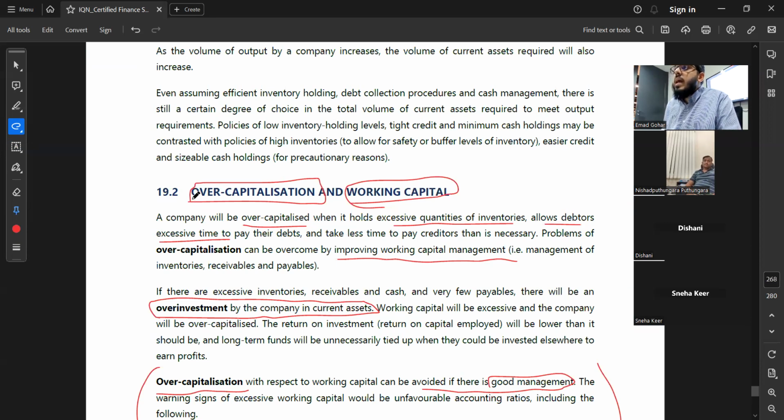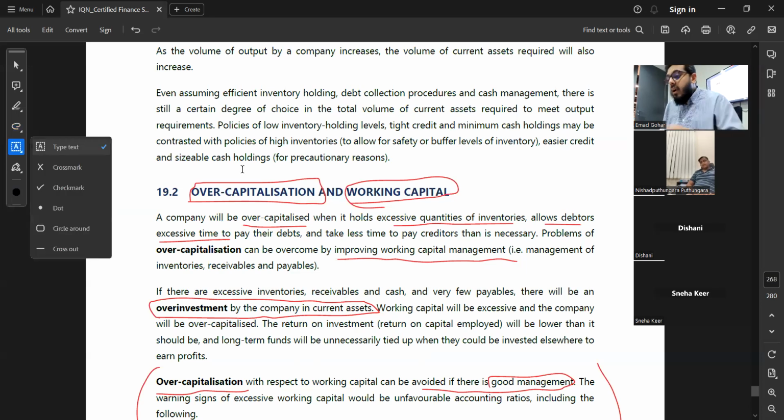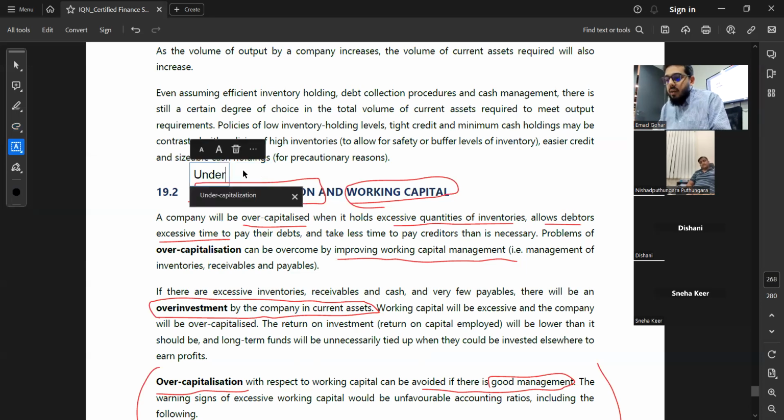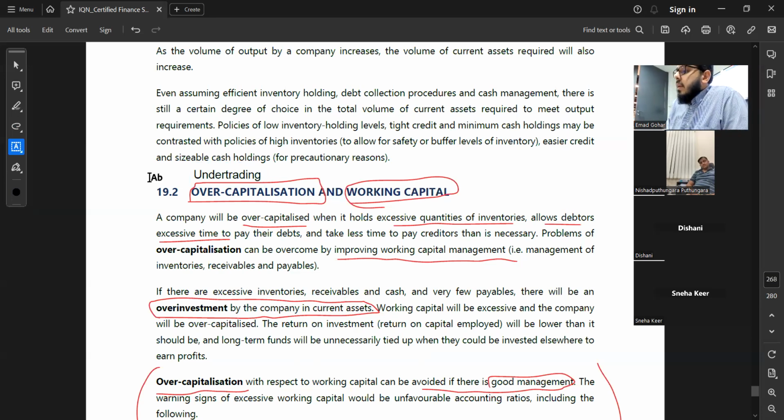Okay, can I call it under trading? By the way, they didn't mention it here, but we can call it. What can we call it? Under trading. Opposite, right? And not undertaking. Under trading. So mention it. Clear, everyone? This is under trading.